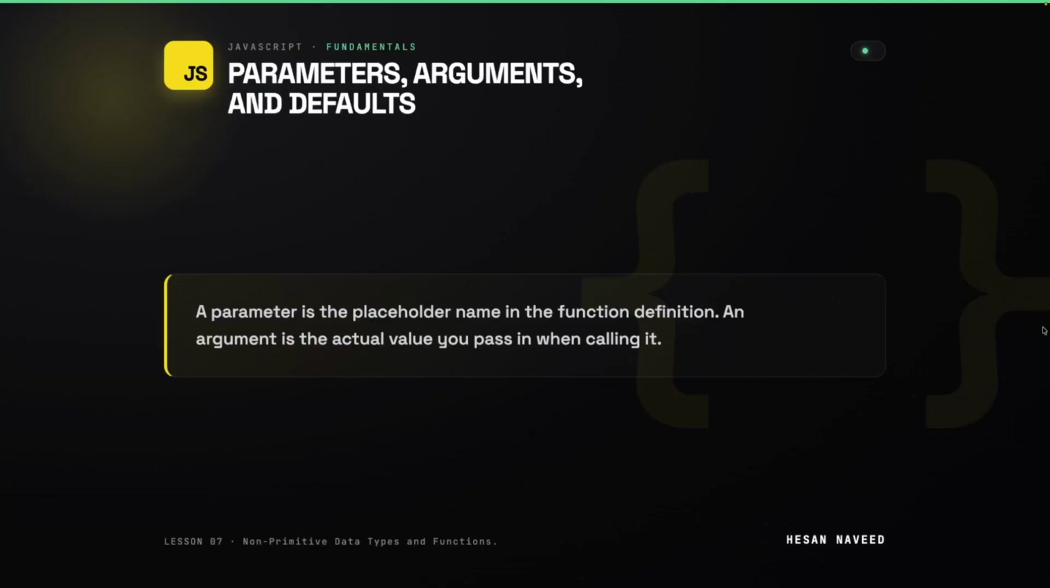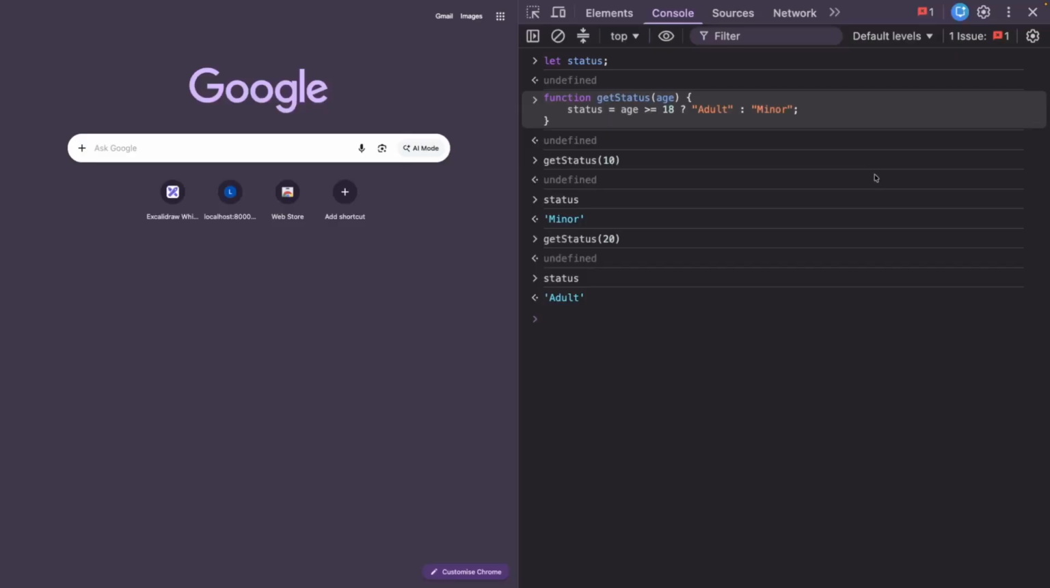Let's go a little deeper and understand a few key terms about functions. And I want to talk about parameters, arguments, and the default value. So a parameter is basically the placeholder name in the function definition. So in our example, the age that we define between the parentheses is a parameter, a placeholder for the actual value that we will pass. An argument, on the other hand, is the actual value that we pass when we are calling a function. So basically this 10 and this 20 are the arguments that we are passing.